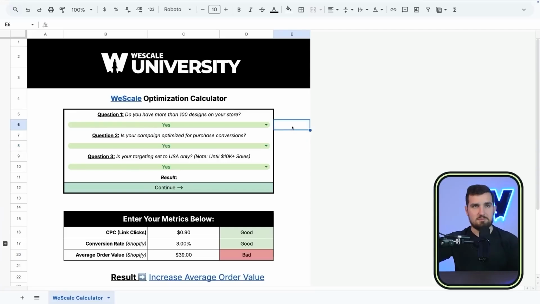To first evaluate where we need to be placing our focus. Like, is it cost per link click? Is it conversion rate? Is it average order value? We have this calculator that you're able to use that helps answer the question for you.